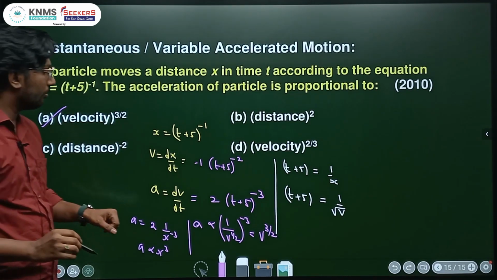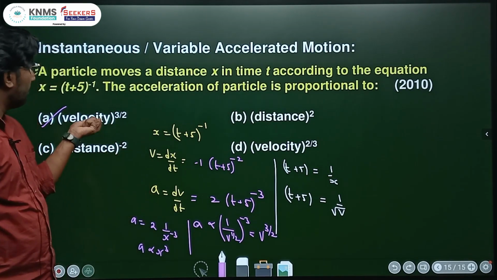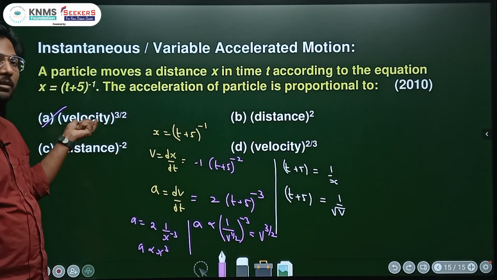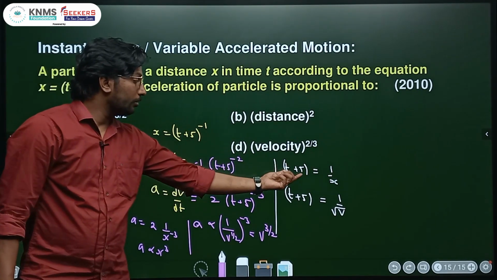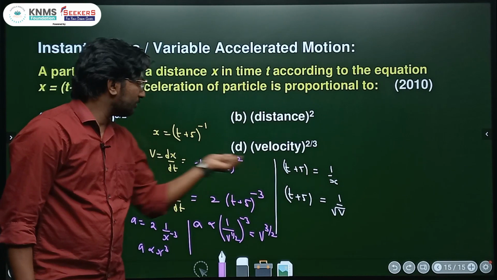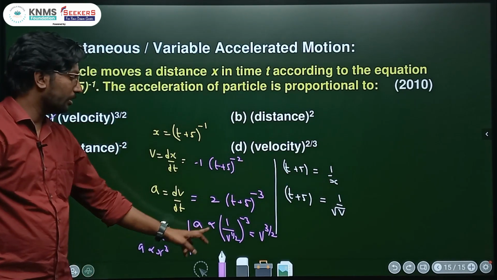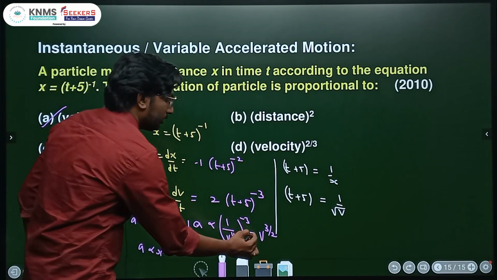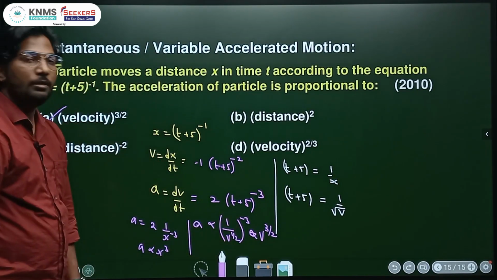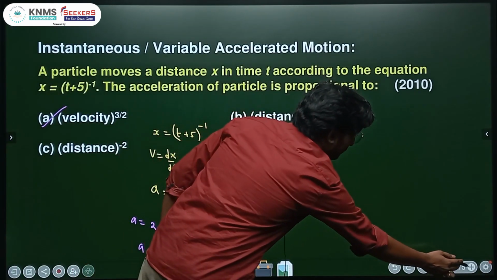I repeat the solution over here. You differentiate first to get the velocity, then the acceleration. The options are given in terms of velocity or distance, so you get the value for t plus 5 in terms of x and v separately. Substitute those over here, and you shall get the acceleration in proportion to v to the power 3 by 2. Okay. Let's go for the next slide.